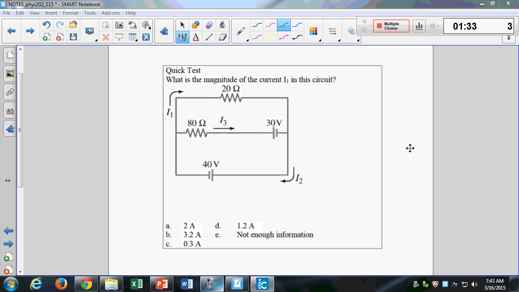Now, the top loop has I1, right? It's right here, right here. So we have I3 and then I1, and then the big loop also includes I1. So only the top loop and the big loop include I1.